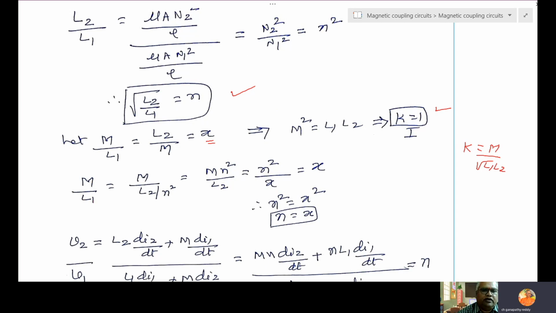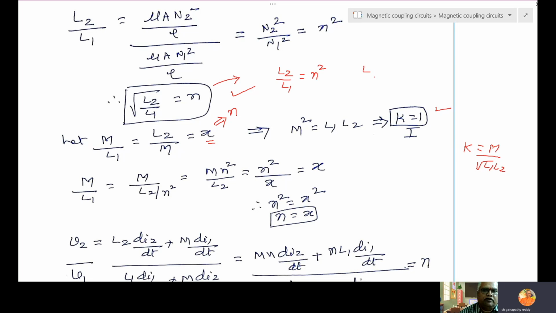But what is L2 by M? It is X. So we started with M by L1. M by L1 is equal to X already. So X times N square equal to X square. Therefore N equal to X. Means what? We started with X, and X is becoming N. So therefore M by L1 is equal to L2 by M is equal to N. So if you see this, L2 by L1 is equal to N square. Na?